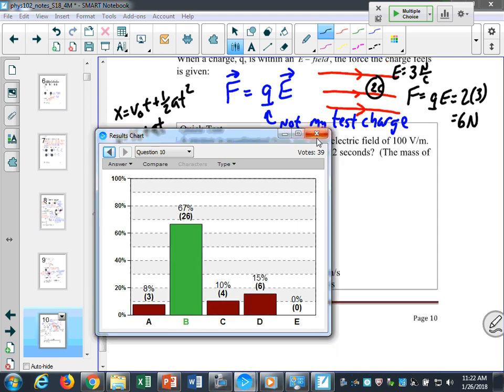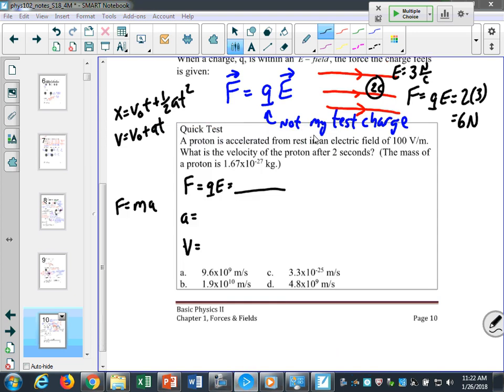All right, B is right. B's pretty good. So find the force first. That's 1.6 times 10 to the minus 19. That's on your equation sheet. I won't usually give that to you. Just know the electron and the proton, they have that fundamental unit of charge. The electric field is 100 newtons per coulomb, or volts per meter. So that's 1.6 times 10 to the minus 17.